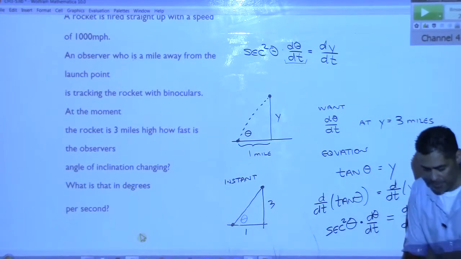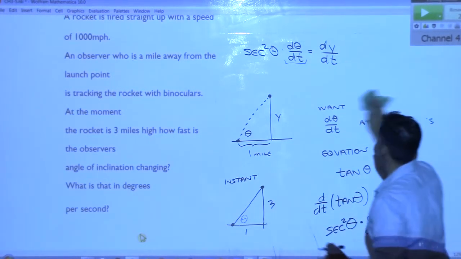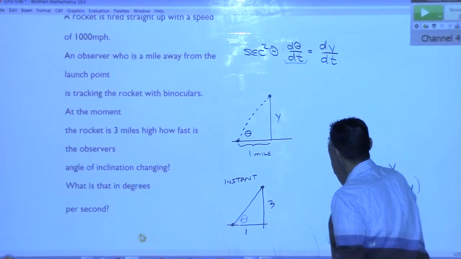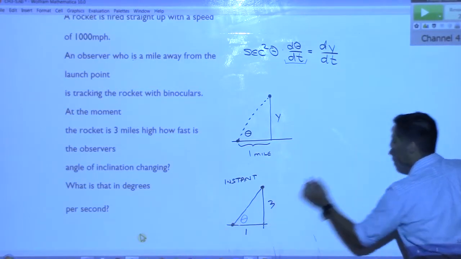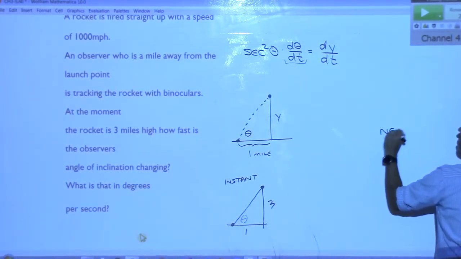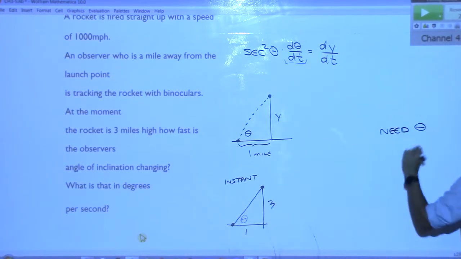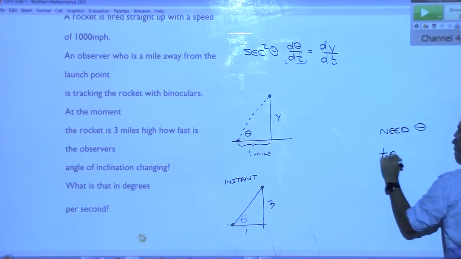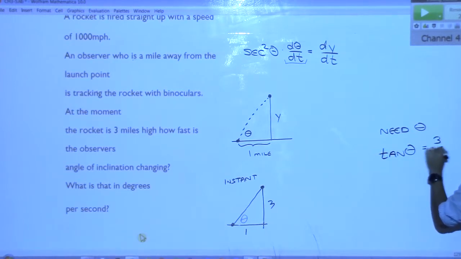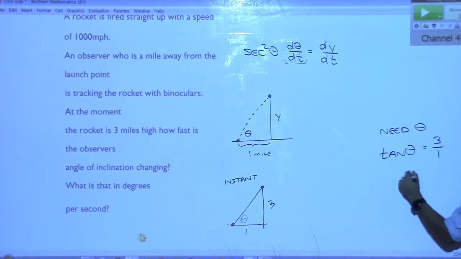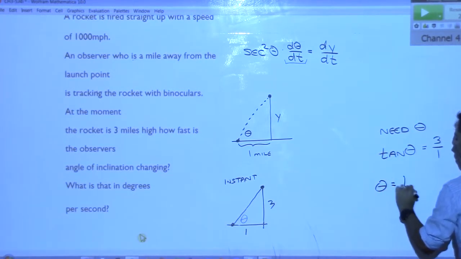So let's proceed. Let's get theta right now. I know from this picture, I need theta to do that. So I know that tangent theta equals 3 over 1. So if I take the arctangent on both sides, I get theta equals arctangent of 3.